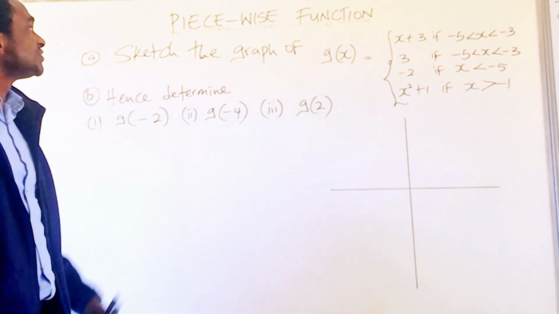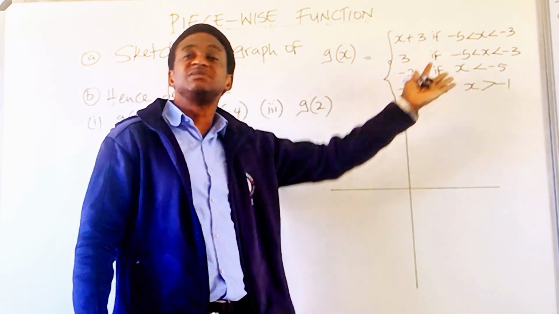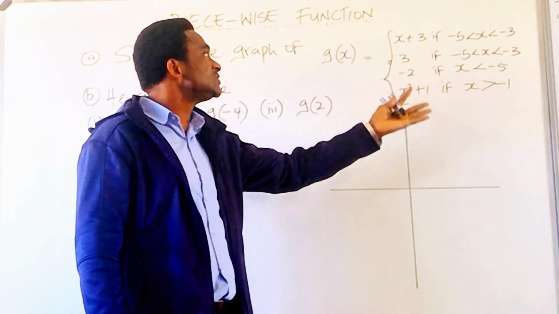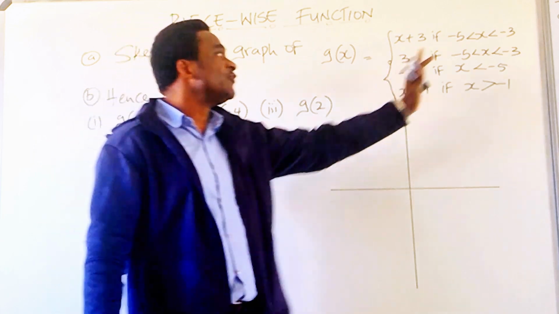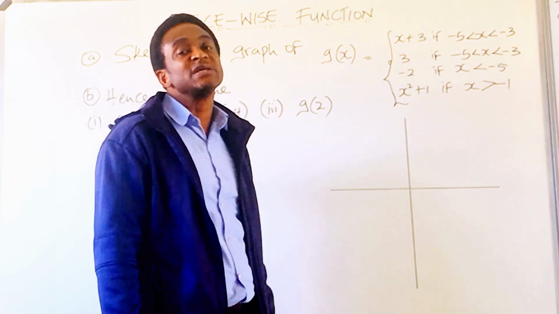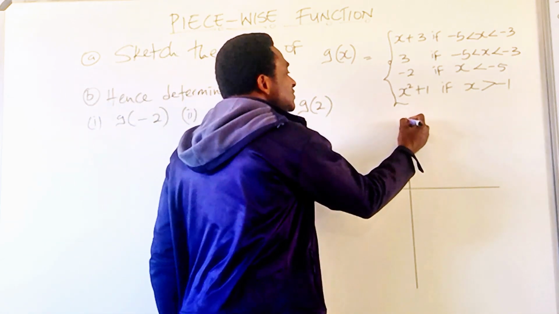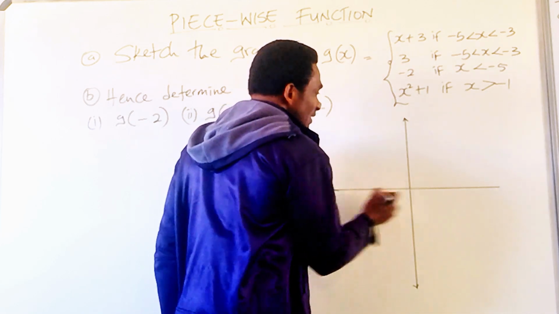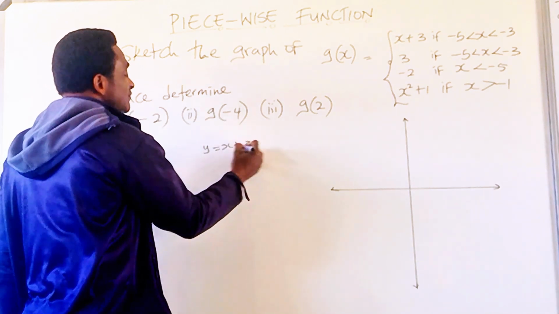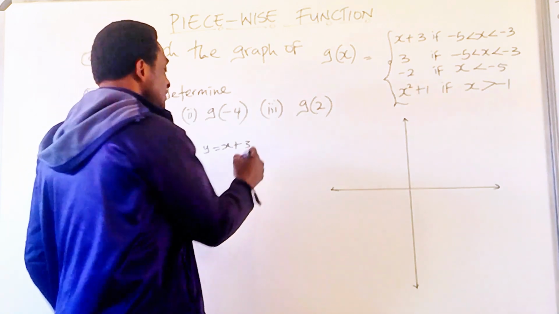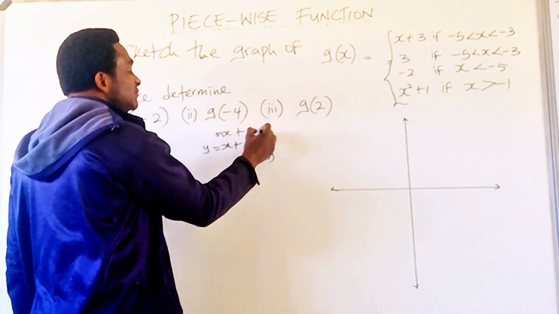The question is asking us to sketch the graph of g of x. This is the graph. It has many pieces all in one, hence the name piecewise. But these pieces can only be sketched if we obey the restriction placed on that particular function. So for this graph, we have x plus 3 as the first graph. And the first graph being x plus 3, it means that it's a linear graph. y equals x plus 3. The y-intercept there is 3, because the format is mx plus c.